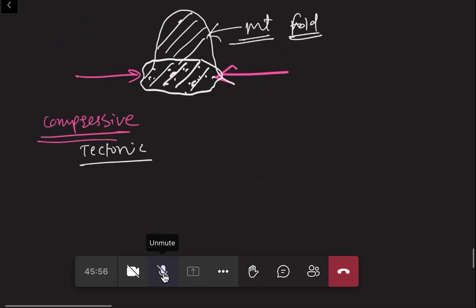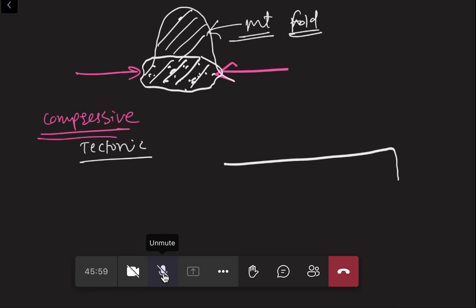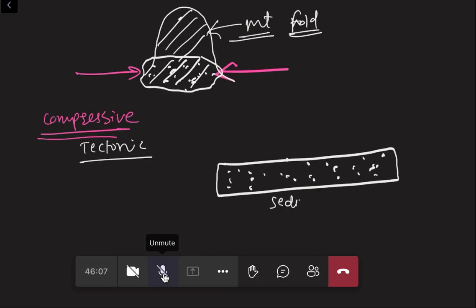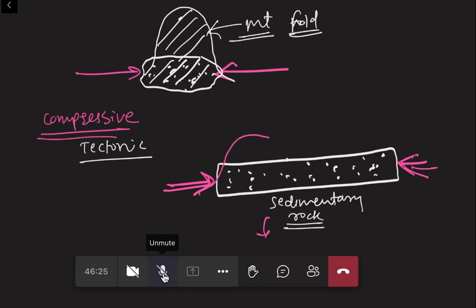Now why are they fold mountains? Because this is the surface of the earth. Just remember that this is a sedimentary rock. Sedimentary rock is not very hard, so understand that it is like a chewing gum. When you give pressure from both sides, what will happen? This chewing gum will bend and turn into a structure like this.